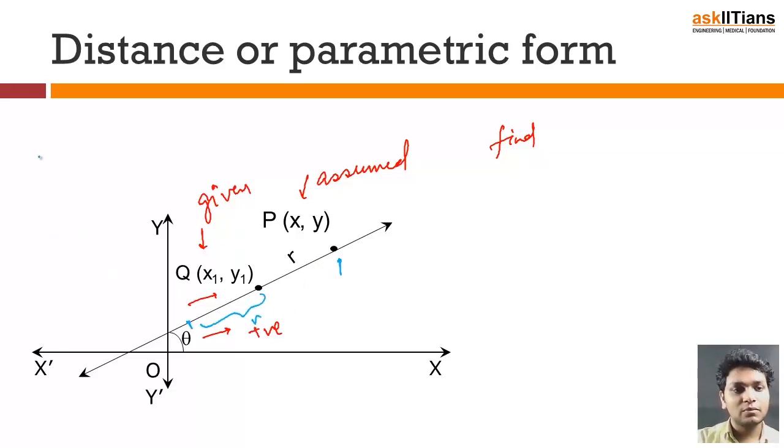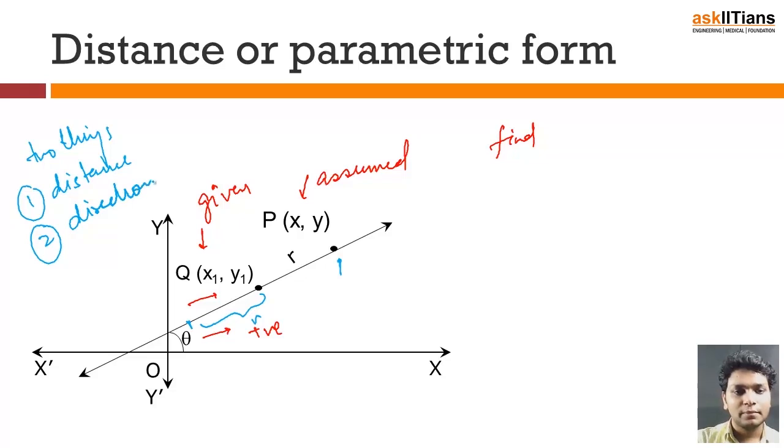So in this format, two things are important. First one is the distance, how far you have to find out the point, and second one is the direction, because there can be two directions, and if you have to find out a specific point, that will be finalized only after the direction is given.